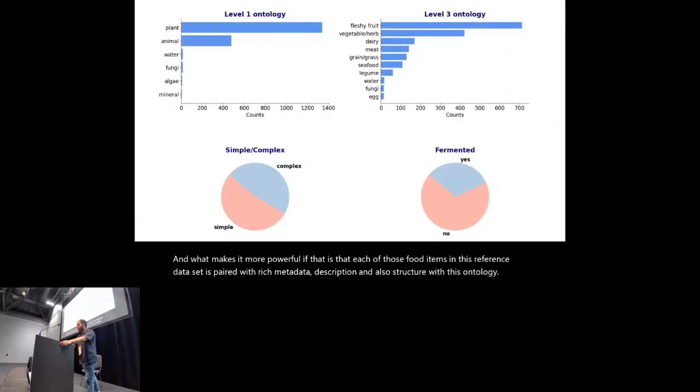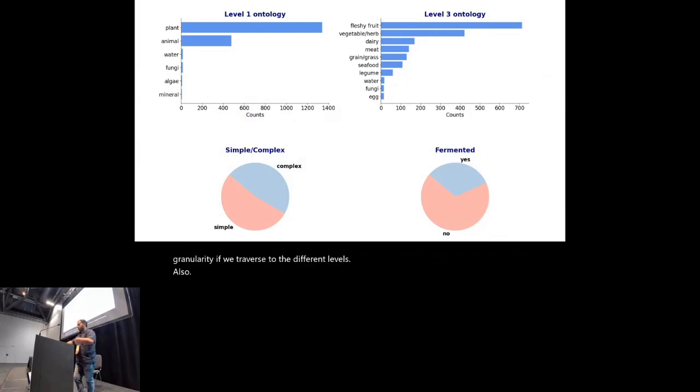Here are some examples of how this reference dataset is organized. We have 2 levels of ontology, one where we have broader groups, and then we can go into more granularity if we traverse to the different levels.